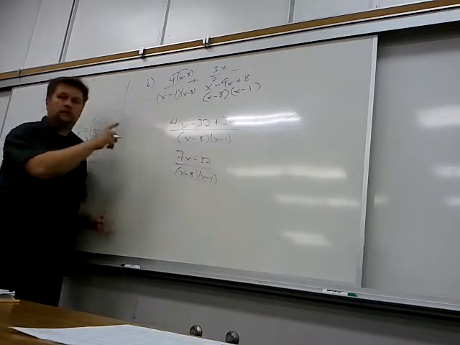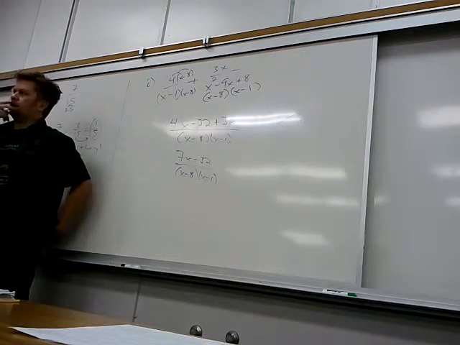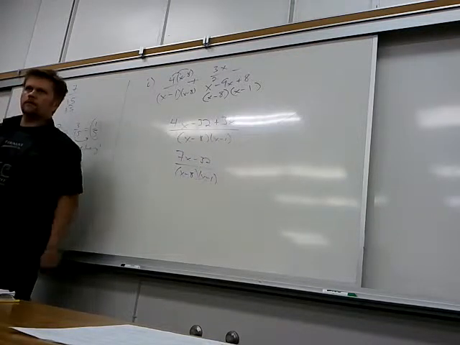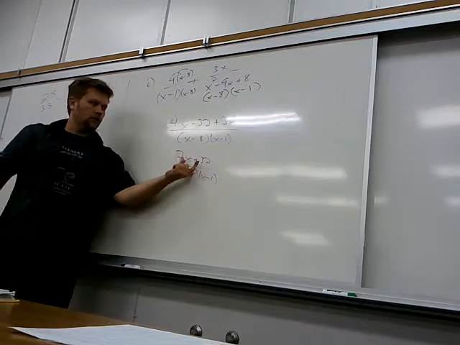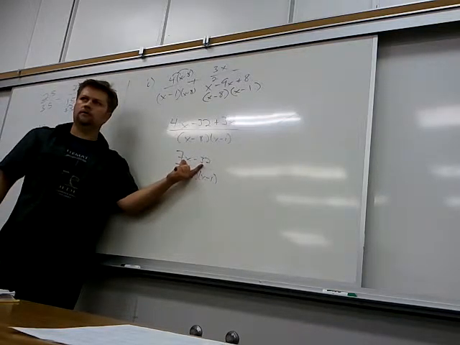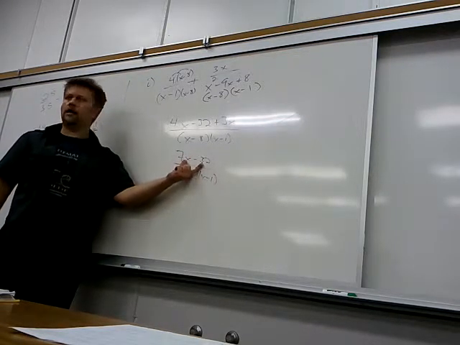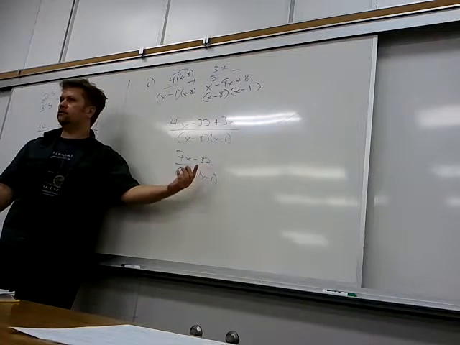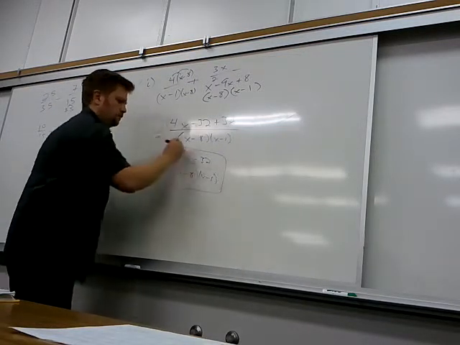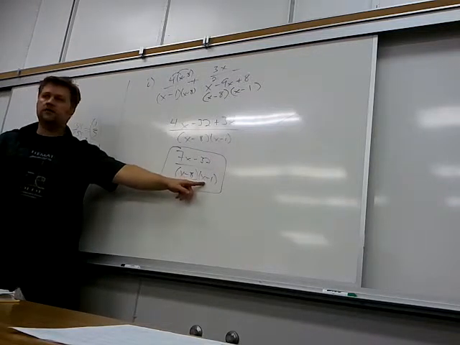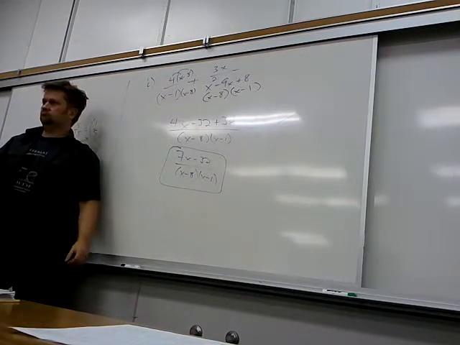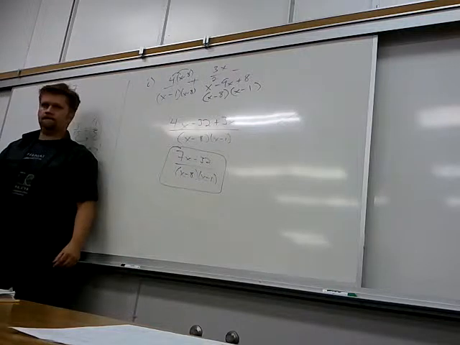How can I see really quickly that there's nothing that will cancel here? The bottom is factored. Can you factor the top? No. I can't do anything with the top. 7 won't come out of 32, so that's it. Nothing will cancel. Is there an x minus 8 on the top? No. Is there an x minus 1 on the top? No, so that's it. I know I'm done.